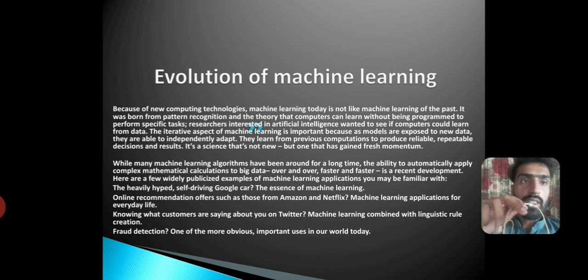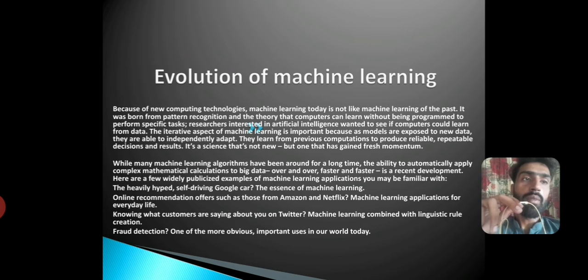They learn from previous computations to produce reliable, repeatable decisions and results. It is a science that is not new, but one that has gained fresh momentum. While many machine learning algorithms have been around for a long time, the ability to automatically apply complex mathematical calculations to big data over and over, faster and faster, is a recent development. Here are a few widely published examples of machine learning applications.